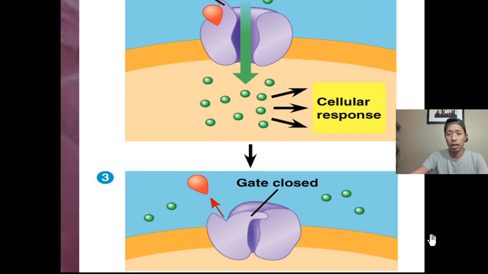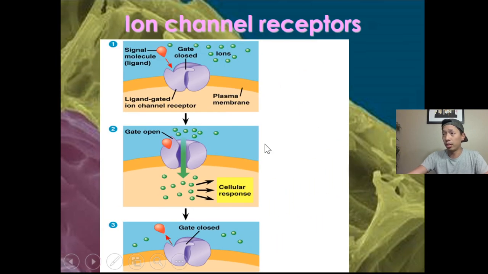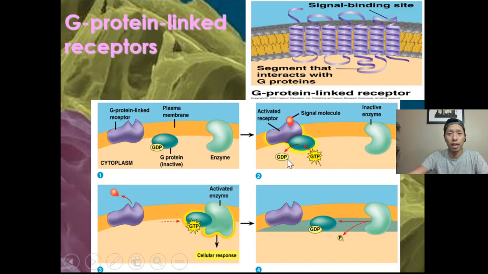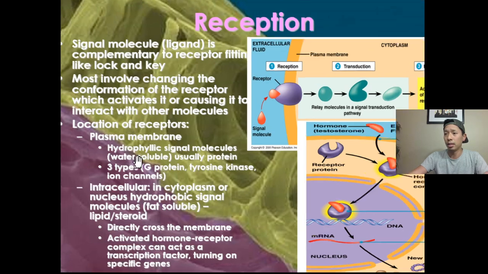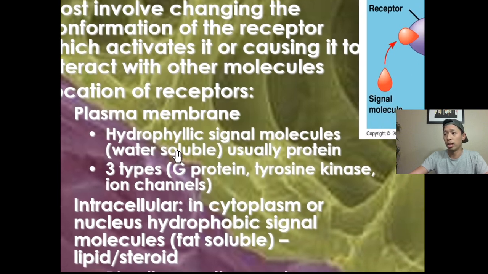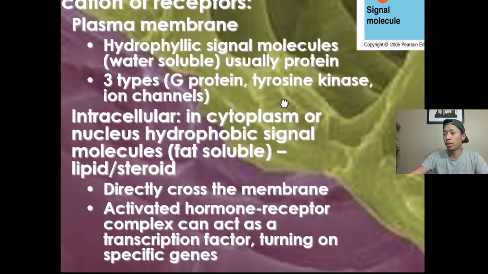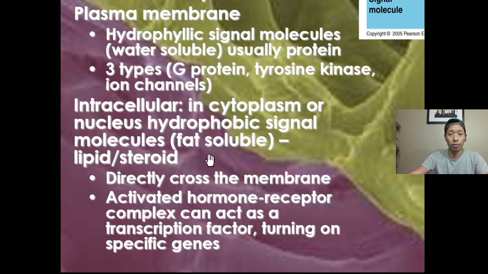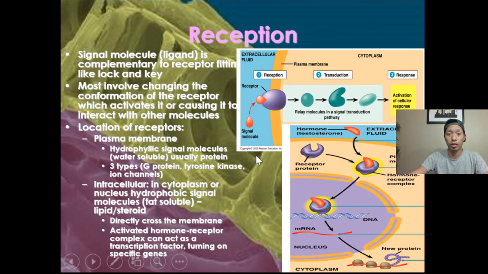Okay, so those three things, the ion channels, the tyrosine kinases, and the G protein linked receptors, those are all examples of the plasma membrane receptors that receive messages from hydrophilic, otherwise known as water-soluble signal molecules. Whereas the intracellular ones, we said they're hydrophobic. Another word for that is fat-soluble, which just means that they can dissolve within fats, like your membrane.